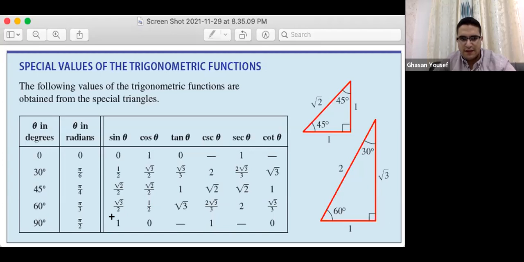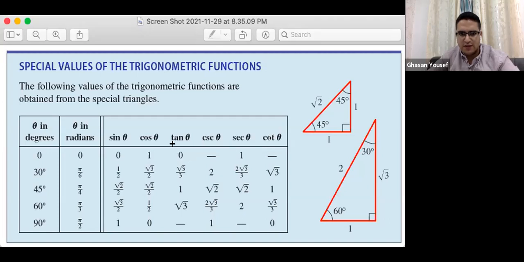For 90 degrees, the sine is 1, the cosine is 0, and the tan is sine over cosine, which is 1 over 0. So 1 over 0 is undefined. That's why it doesn't have a value here. The tan does not have a value for the angle 90 degrees, or for pi over 2. Same thing here: cosecant is 1 over sine, which is 1, and the secant is the reciprocal of cosine, which is 1 over 0, so it's undefined again.